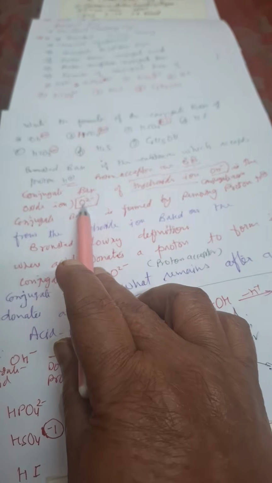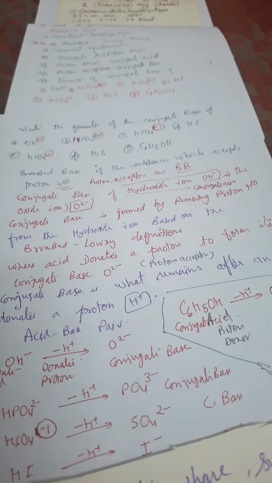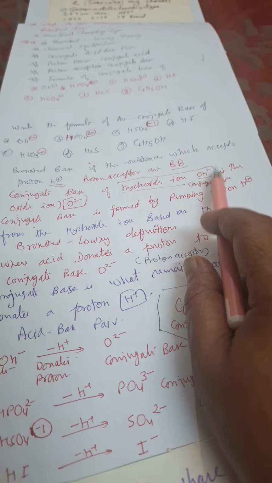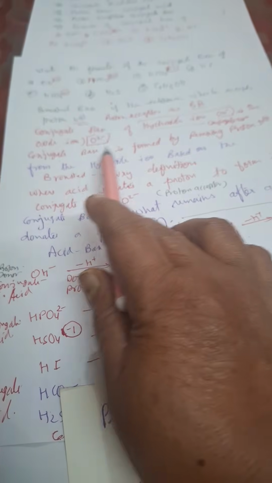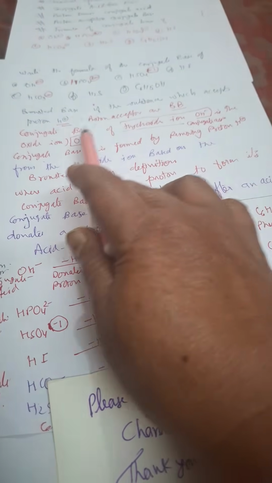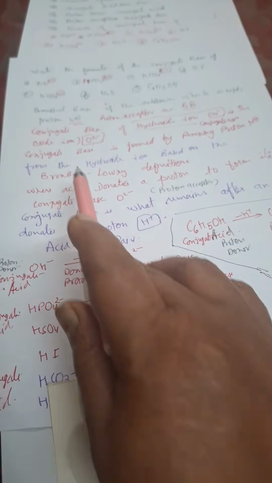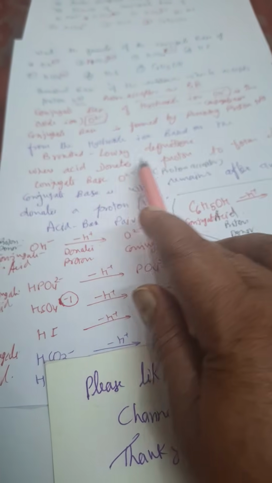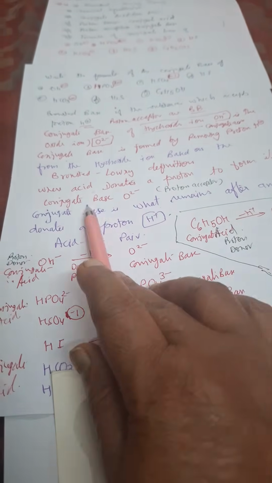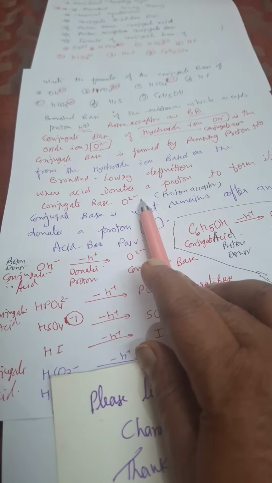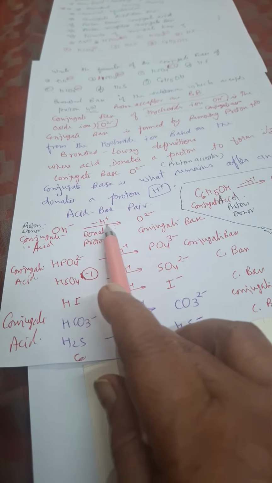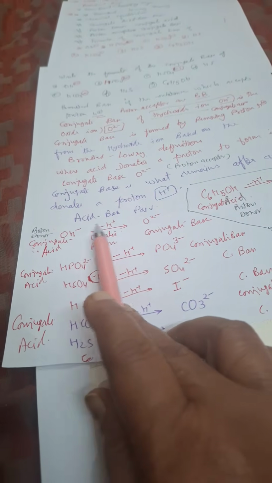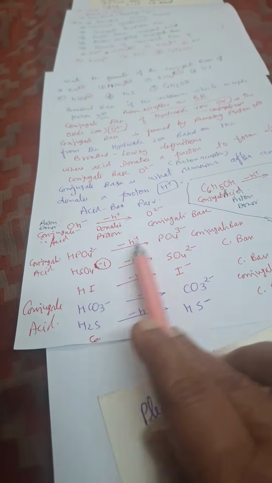After accepting a proton, it will become the conjugate acid. After donating H⁺, it becomes O²⁻. So here the conjugate base, after loss of H⁺, becomes O²⁻. By the Brønsted-Lowry definition, when an acid donates a proton, it forms its conjugate base. So OH⁻ donates, meaning it loses H⁺, and what will happen? O²⁻ forms.